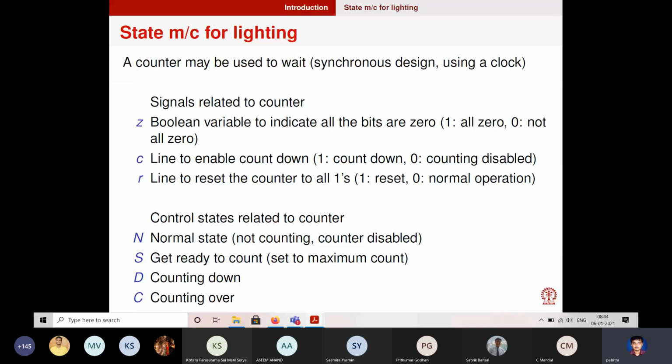If you reach 0, and still the light is on, you know it's not a lightning, it's sunlight or something. But before it becomes all 0, maybe the light has come down, it means you need not count anymore. It means that it was a lightning. It did not stay for 1,000 milliseconds. Okay, and then you have to restart. You have to restart again for the next lightning. So you have a line R which resets it to all 1.